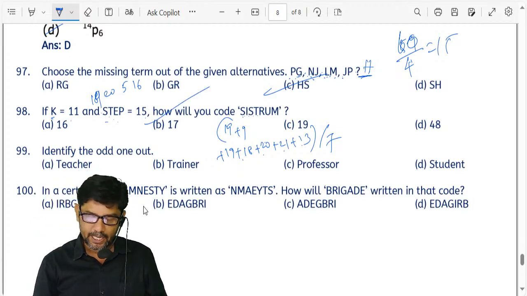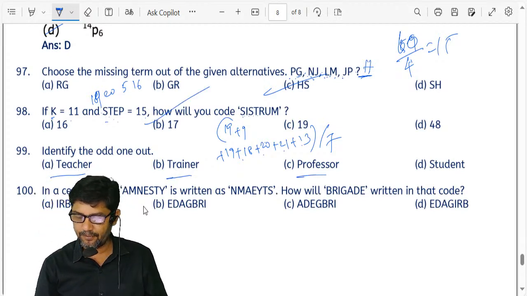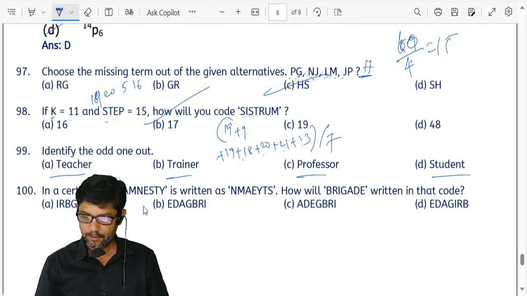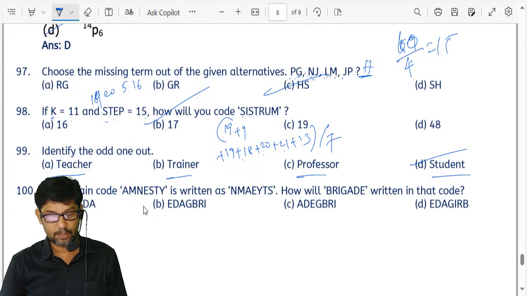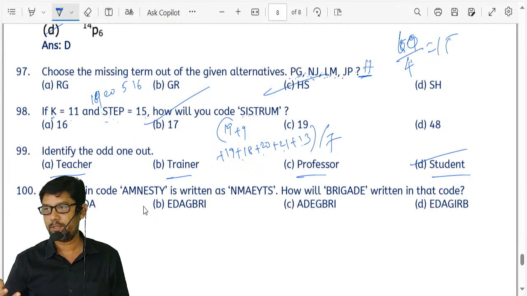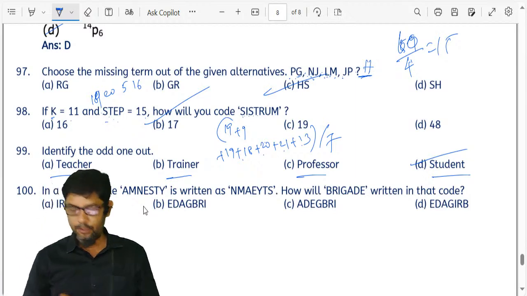17. Identify the odd man out: teacher, trainer, professor, student. Student. Very good. Why is student the odd man out? All are coaches. Teacher is a coach, trainer is a coach, professor is a coach, but student is not.